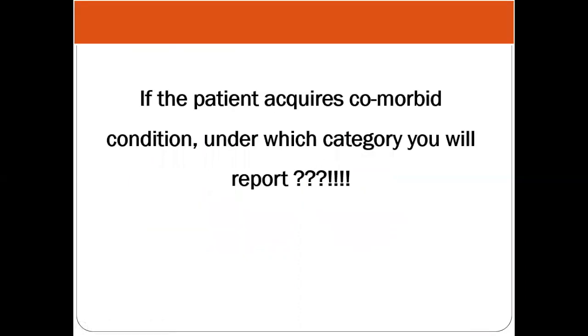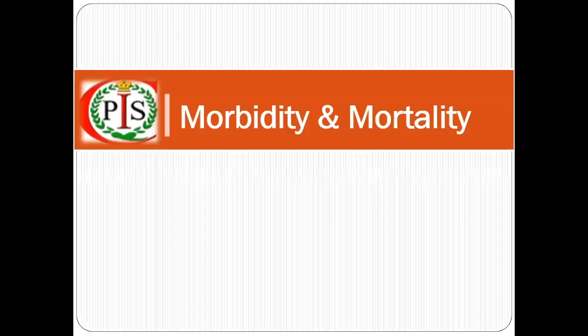So if the patient acquires a comorbid condition, under which category? If the patient has comorbidity or mortality, you also have to report what is called morbidity and mortality. This is another form of report, and it should be discussed in the departmental monthly meeting and could be escalated to the regional committee, the hospital morbidity and mortality committee. This is the morbidity and mortality report. This is different from the incident report. Any morbidity or mortality case should be discussed and reported to the head of department.